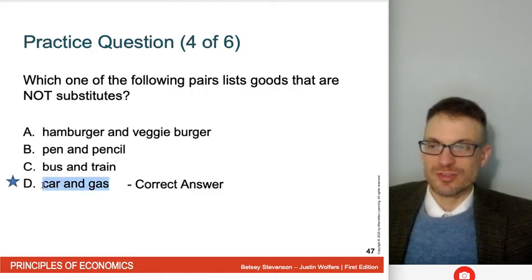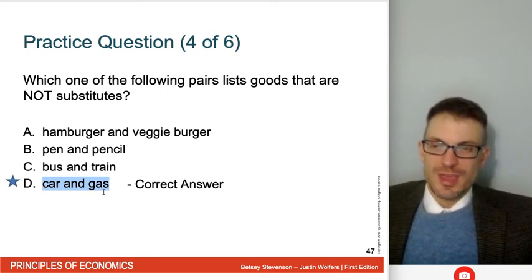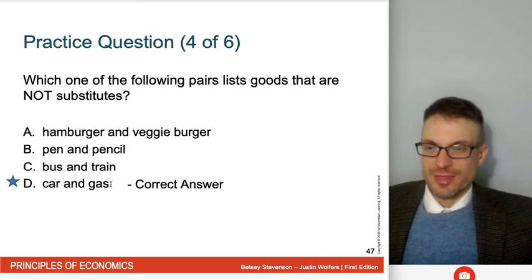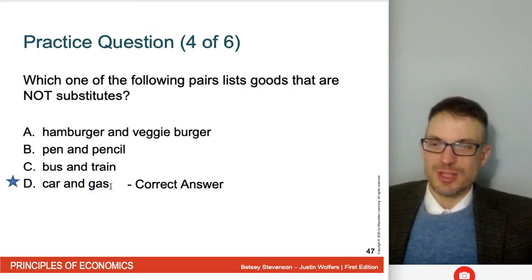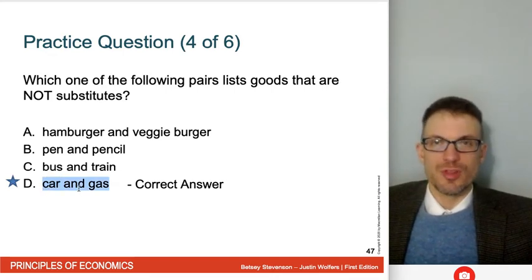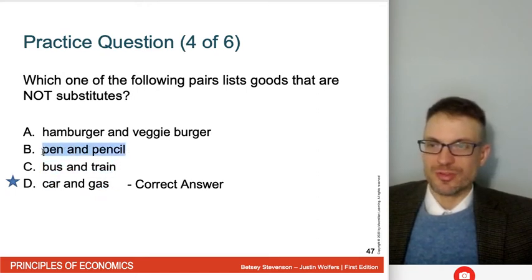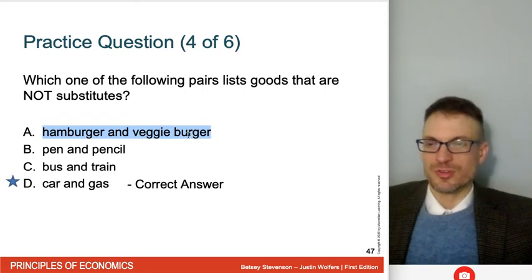Car and gas, right? They're not directly substitutes. So yes, you could have a Tesla and then gas and electricity would be a substitute. But here, for just thinking like literally a car and a gas, those are not substitutes. We always want to look for the best answer. Bus and train, yeah, those are substitutes. Pen and pencils, those are substitutes. Hamburger and veggie burger, presumably those are substitutes.